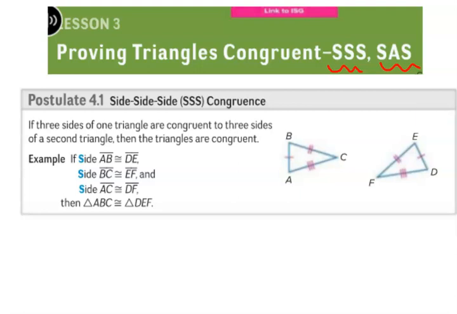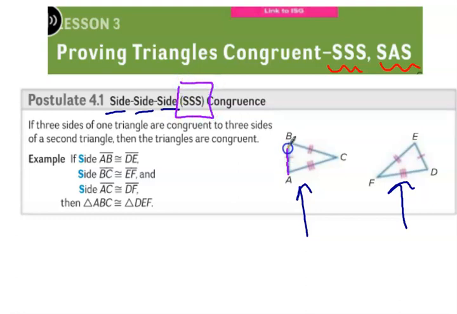So let's look at postulate 1. This is called SSS, which means that if all 3 sides are congruent, okay, so let's look at this example actually. So we have triangle ABC right here, and we have triangle DEF right here. And if they have corresponding sides that are congruent, then we can prove that the triangles are congruent using SSS, okay? So let's look at that.